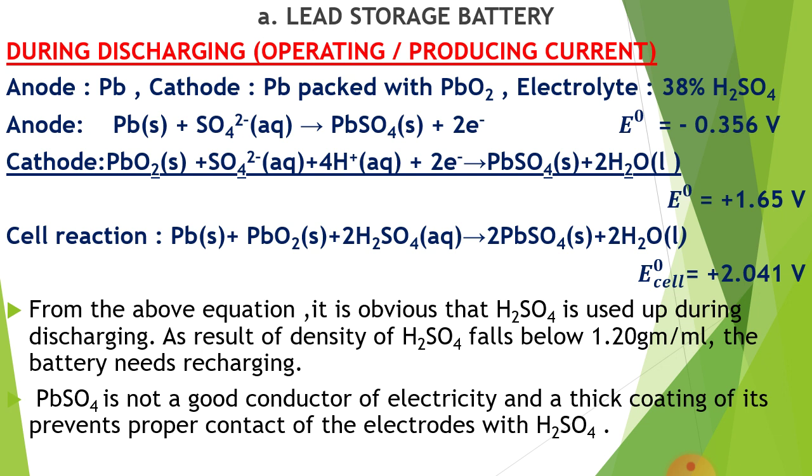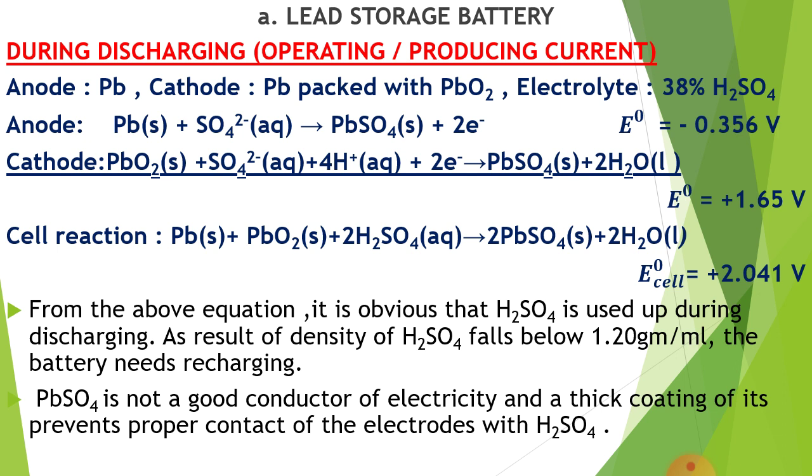Now at cathode, PbO2 solid plus SO4 2- aqueous plus 4H+ aqueous plus 2 electrons gives PbSO4 plus 2 water. Now E is plus 1.65 volt. The cell reaction is Pb plus PbO2 plus 2H2SO4 aqueous gives 2 PbSO4 plus 2 water. E naught cell equals E cathode minus E anode. By putting the values, we get plus 2.041. This positive value indicates the reaction is spontaneous.